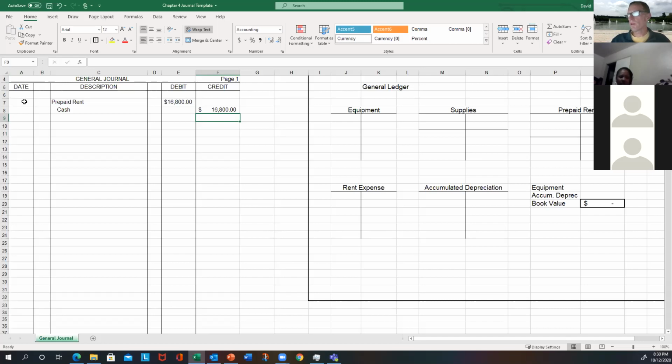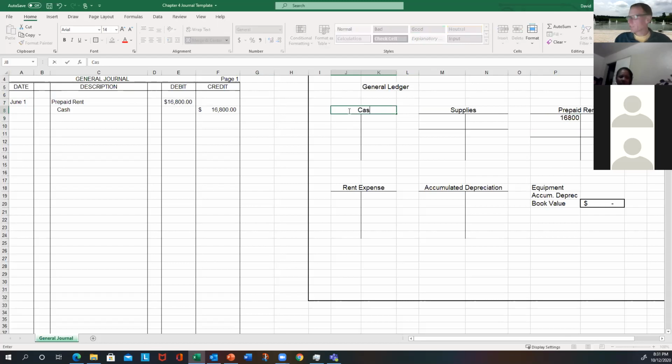So if this was June 1st, it is, there's our June. If we then post this into our ledger, then again, we got the prepaid rent. There's $16,800 that would be posted there. And of course, I'm not going to worry about the cash posting, but well, might as well put it up as well. Let's say we've got cash. That would also get posted as well, I guess, just to be consistent.